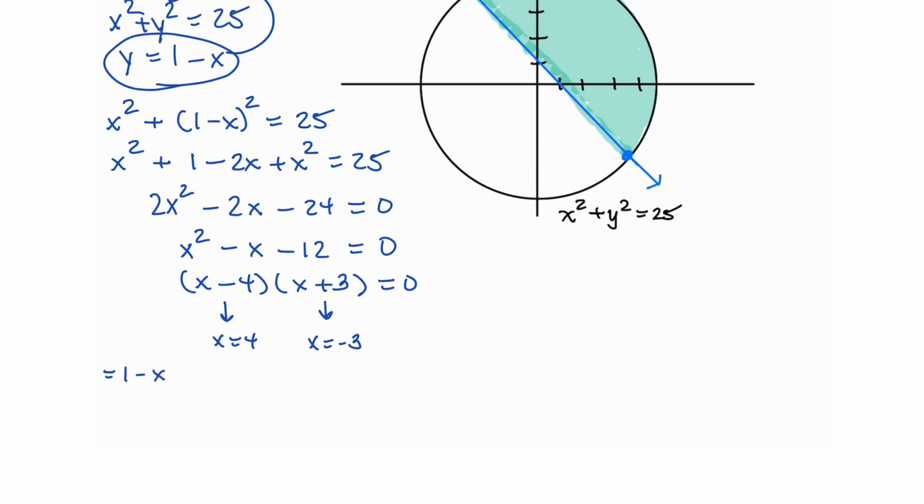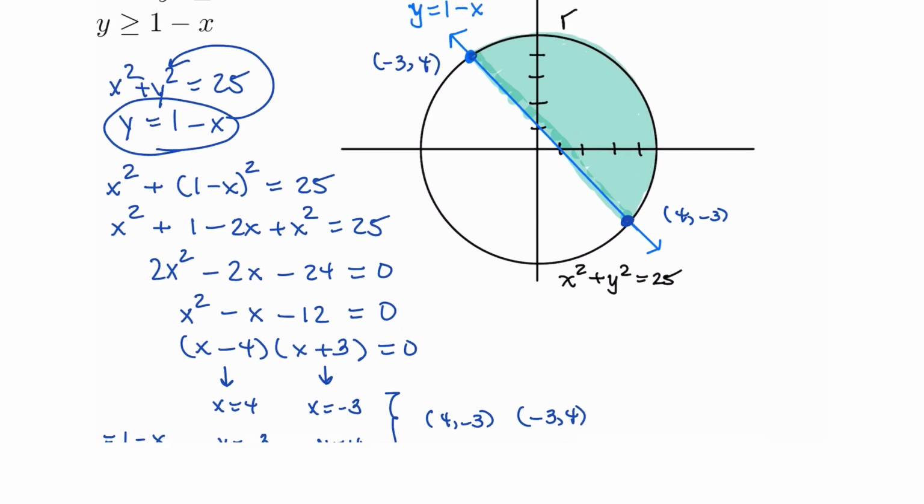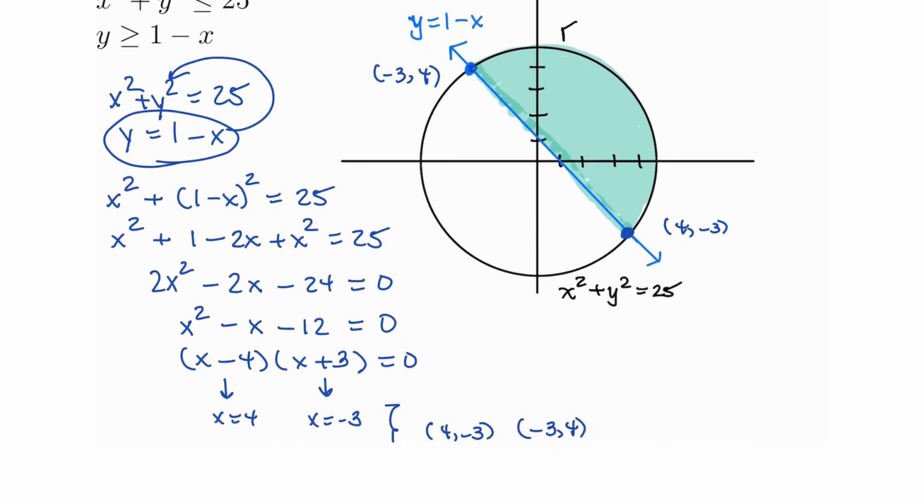So if x is 4, that means y is equal to negative 3. And if x is equal to negative 3, that means y is equal to 4. So we have the intersection points 4, negative 3 and negative 3, 4. And as you can see here, the one on the lower right here is 4, negative 3. And up here we have negative 3, 4. And that picture right there shows us the solution set to the system of inequalities.